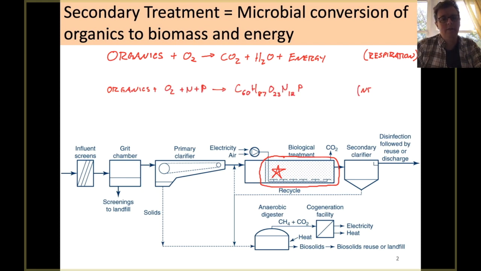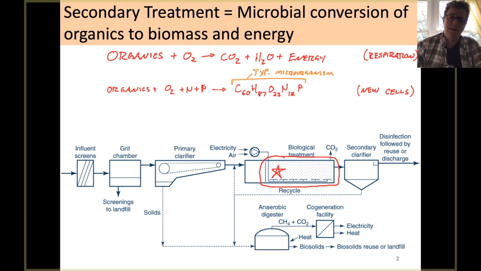And the second is the creation of new cellular material, or the growth of new biomass, in which our organics are taking up oxygen, nitrogen, and phosphorus, and producing new cellular material, which we can later starve in the clarifier and get to settle out. So the right-hand side of the second equation is just a typical ratio for microorganisms.